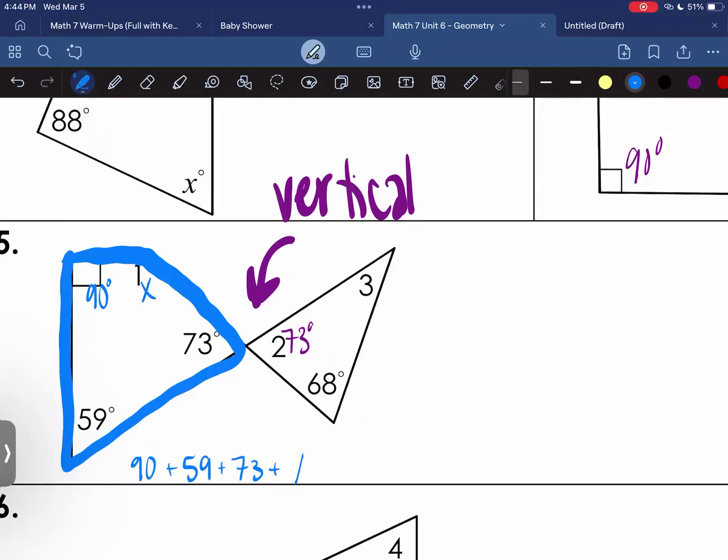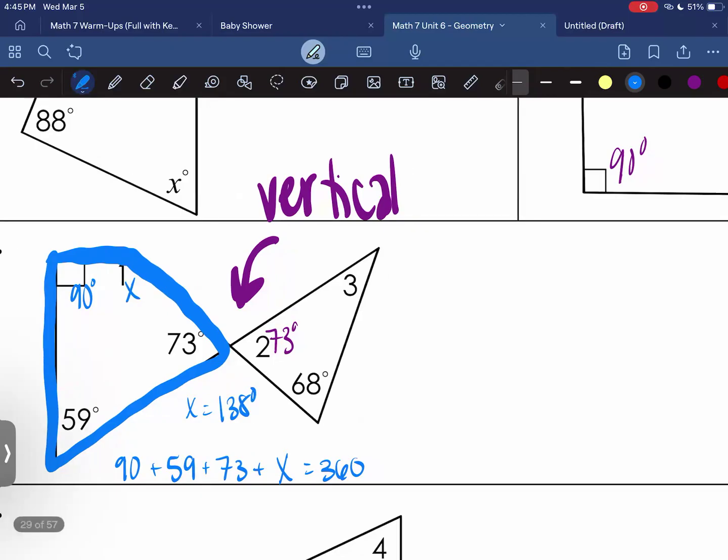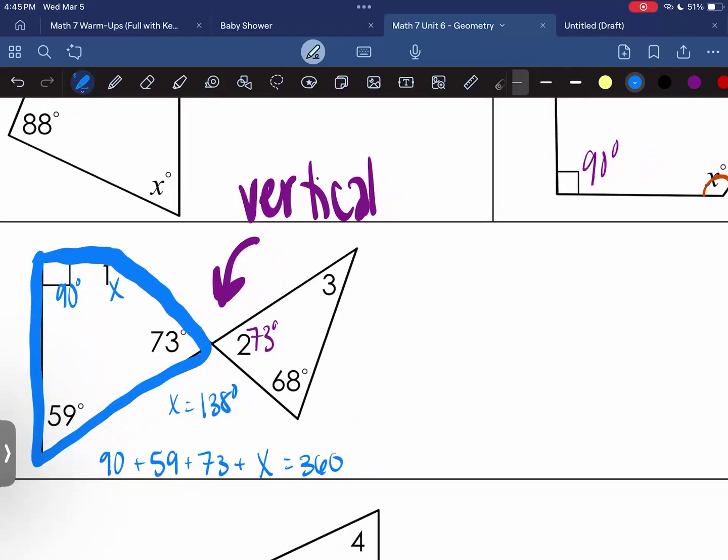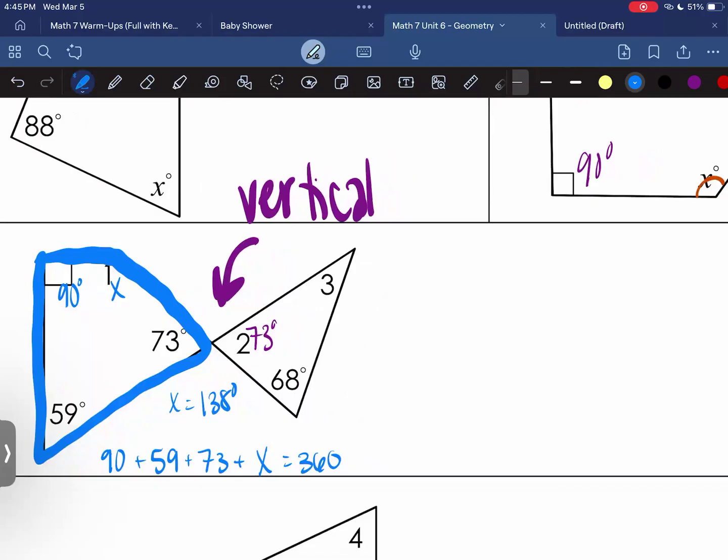That way I don't put 1 into my equation, or else I might accidentally add 1, equals 360. Okay, when you solve for x here, you should get x equals 138 degrees. So that means that angle 1 is 138 degrees.